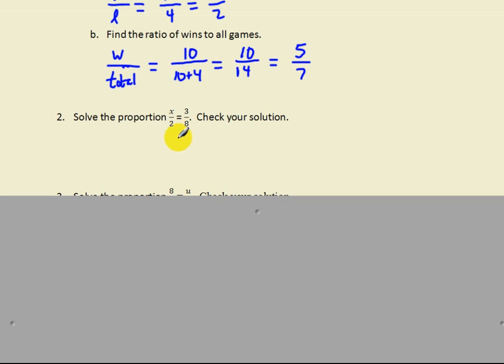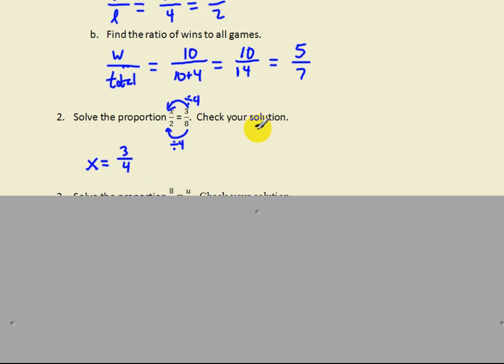How do you get from 8 to 2? Well, you would have to divide by 4. And that means to go from 3 to x, we're also going to divide by 4. So x is equal to 3 divided by 4, or 3/4. Okay, so now check your solution.